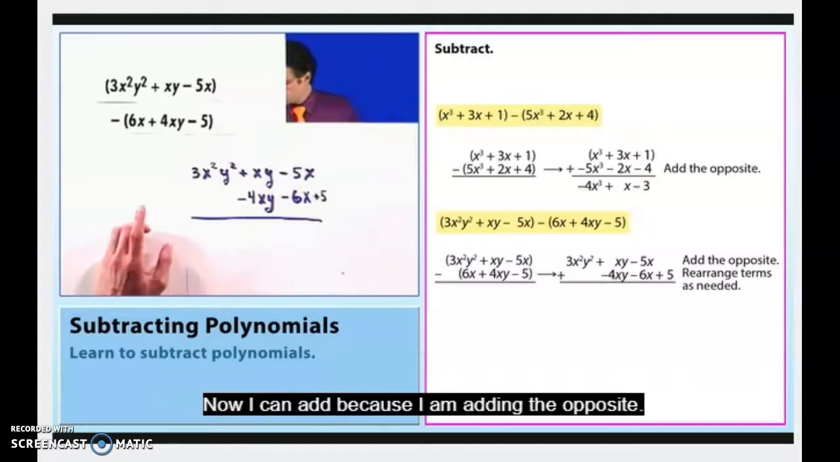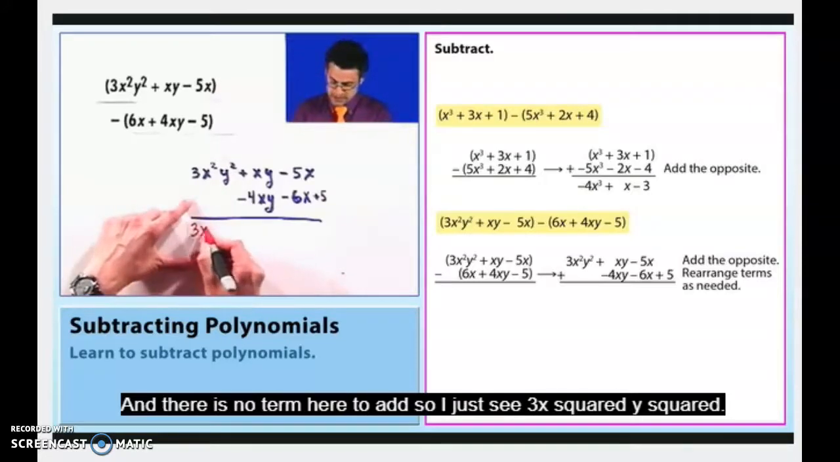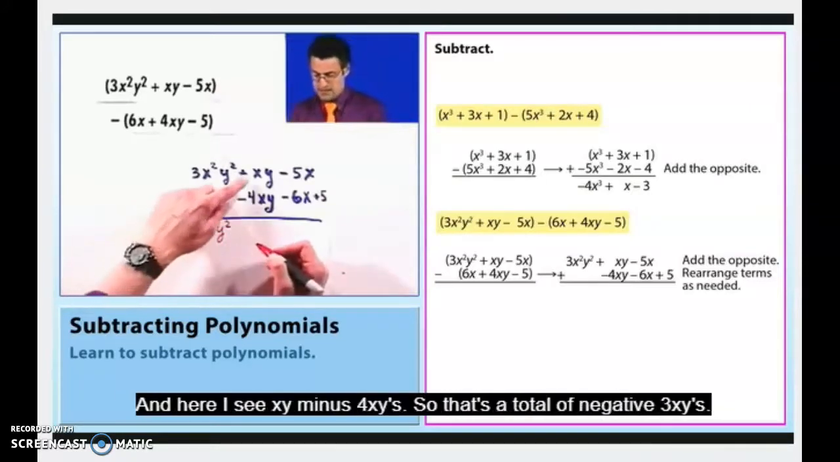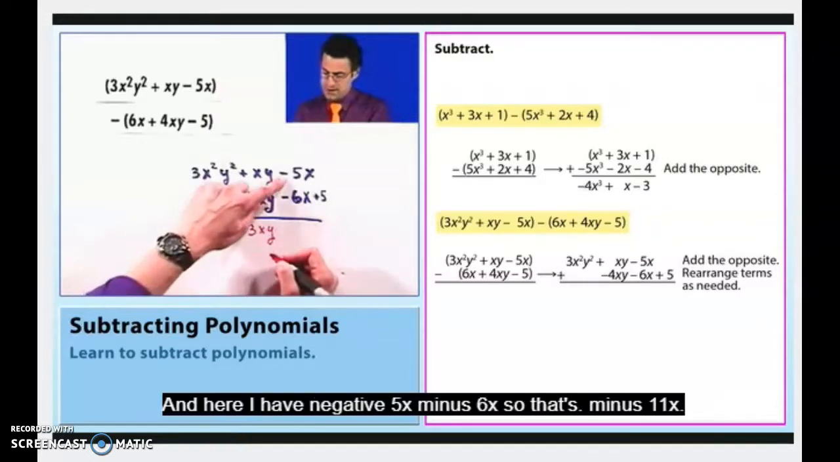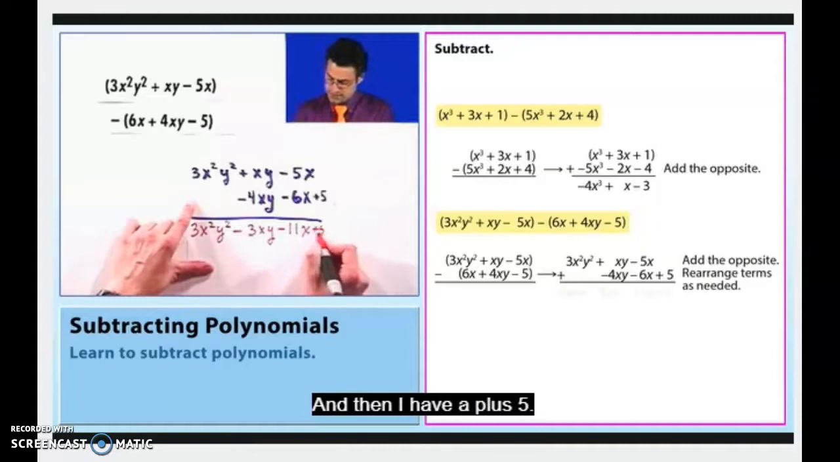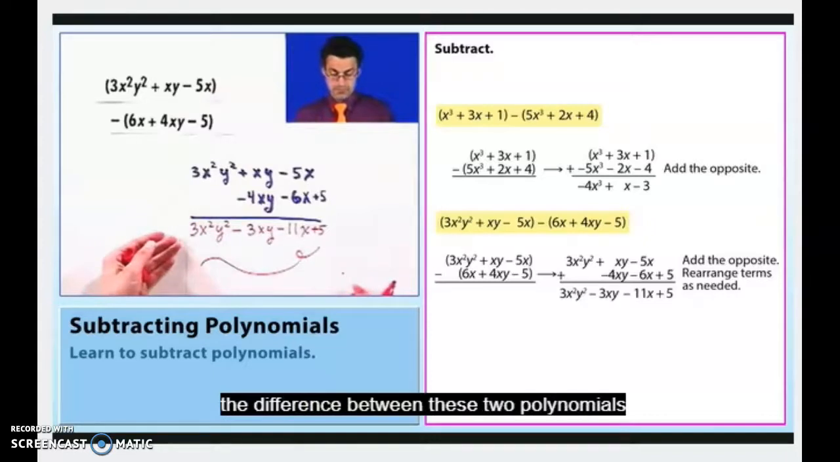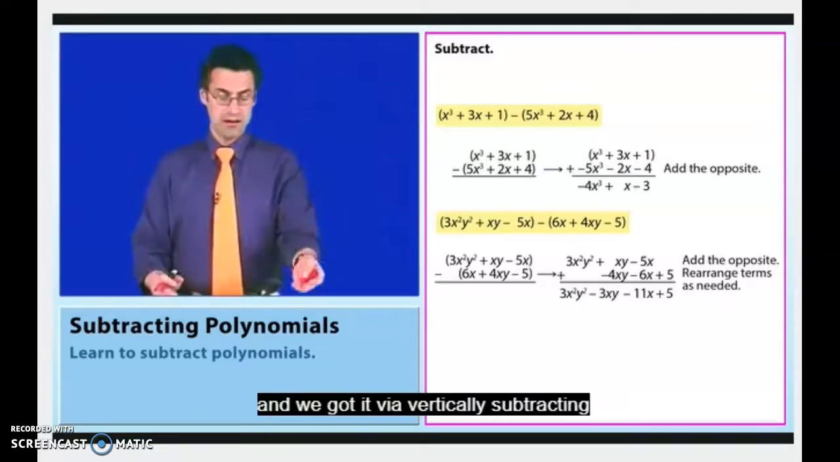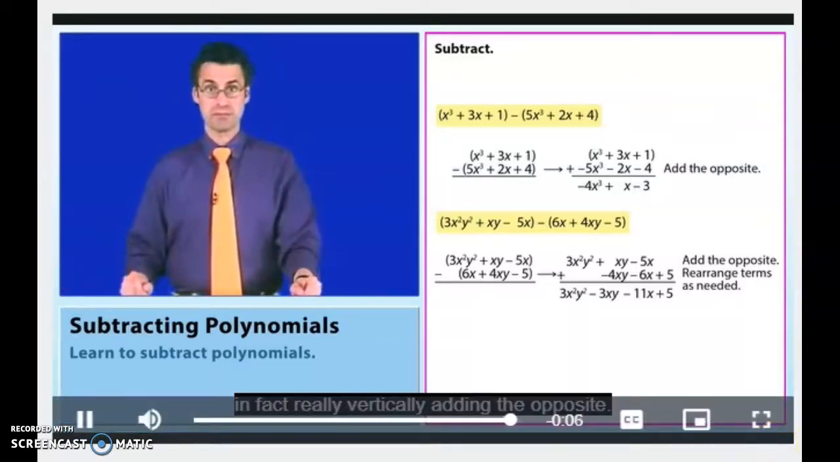Now I can add, because I'm adding the opposite, and there's no term here to add, so I just see 3x squared y squared. And here I see xy minus 4xy, so that's a total of negative 3xy's. And here I have negative 5x minus 6x, so that's minus 11x. And then I have a plus 5. So this red polynomial actually is the difference between these two polynomials. And we got it via vertically subtracting, in fact, really, vertically adding the opposite.